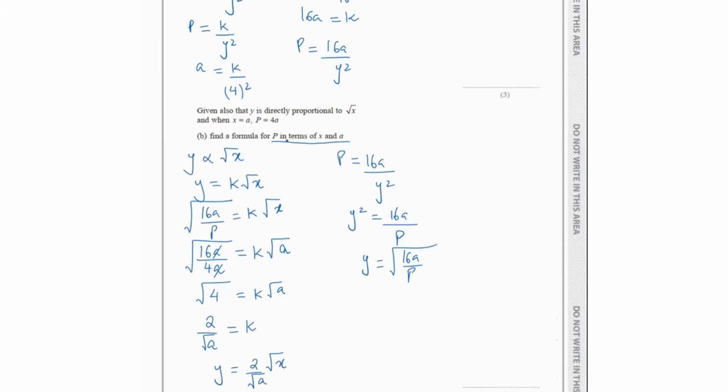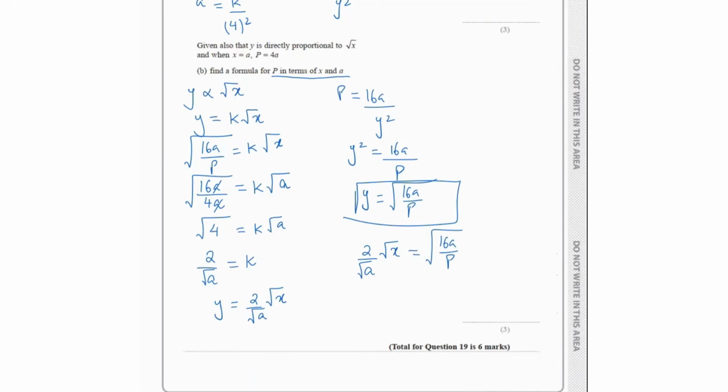They want a formula for p in terms of x and a. So again, we go back to this equation. Replace y with 2 over root a times root x equals root of 16a over p. So what we can do is, we can square both sides to get rid of the root first. So that's 4x over a equals 16a over p.